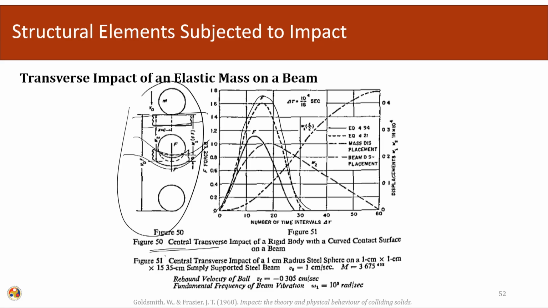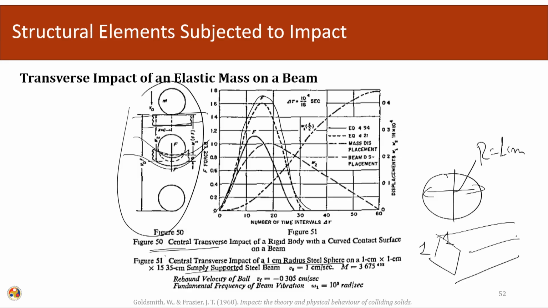In this particular figure, an example has been given in which there is a sphere of 1 centimeter radius. The radius r here is 1 centimeter, and the steel beam is 1 centimeter by 1 centimeter, and it is 15.35 centimeters in length. The length of the beam is given. This is a steel sphere and the beam is also made of steel. So, the configuration of the two bodies is given.